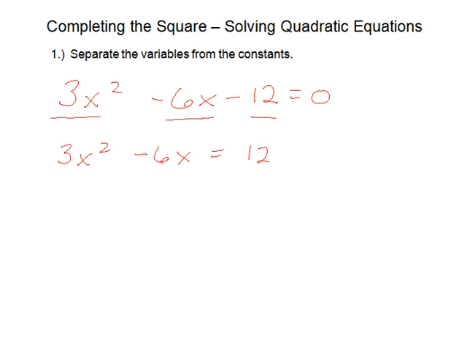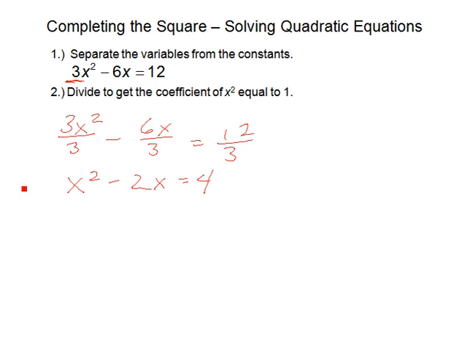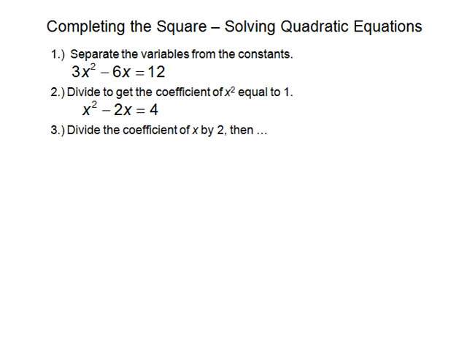The second thing I need to do is divide the equation to get the leading coefficient of x squared equal to 1. I can't begin to complete the square until this coefficient is equal to 1. So I'm going to divide both sides of the equation by 3, and when I do that I'm going to get 3x squared divided by 3 minus 6x divided by 3 equals 12 divided by 3, and that simplifies to x squared minus 2x is equal to 4. Now I can begin to complete the square.